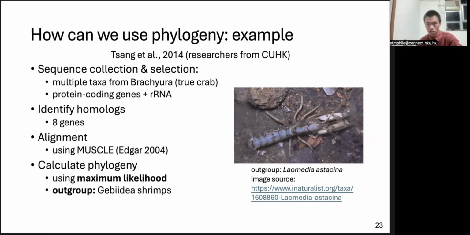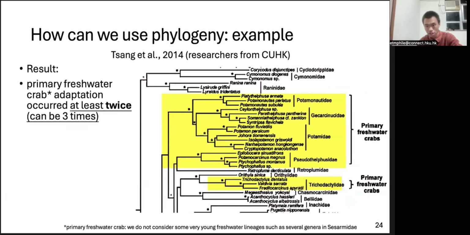You can recall that phylogenetic analysis can be divided into 4 main procedures. The researchers first sampled multiple groups from the crabs. They identified 8 genes to use as homologs for analysis. They aligned the sequences using MUSCLE, and they used some shrimps as outgroups. Finally, they calculated phylogeny using the maximum likelihood approach. So this is the result.